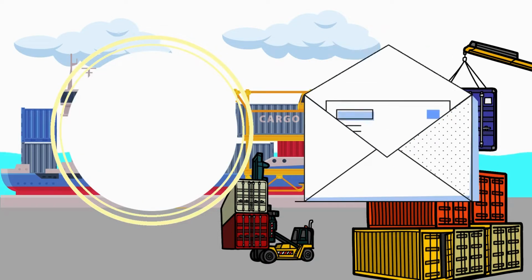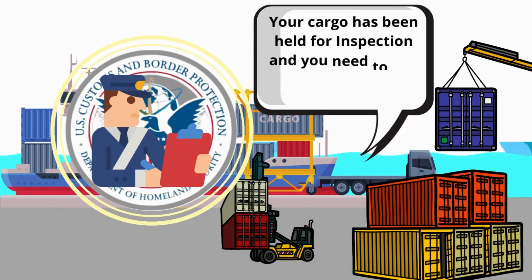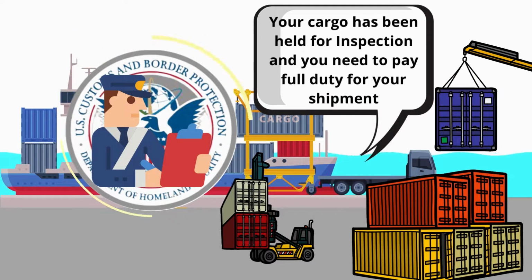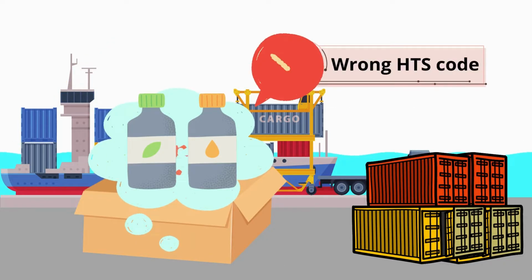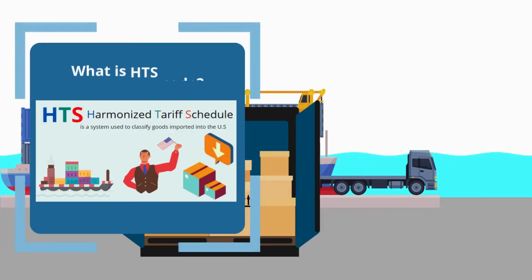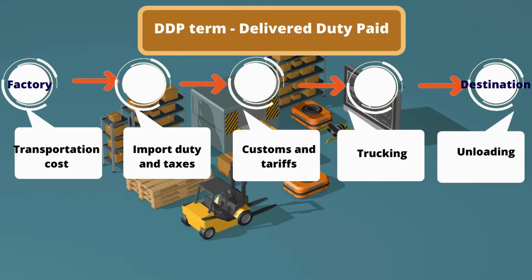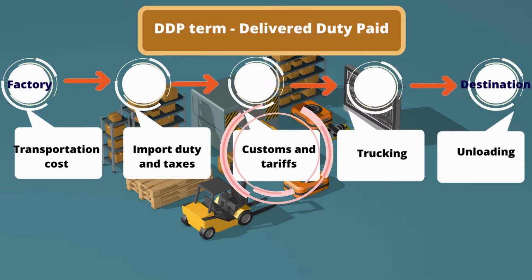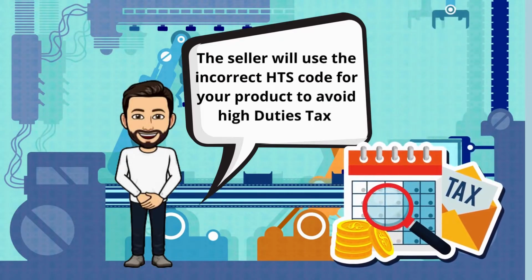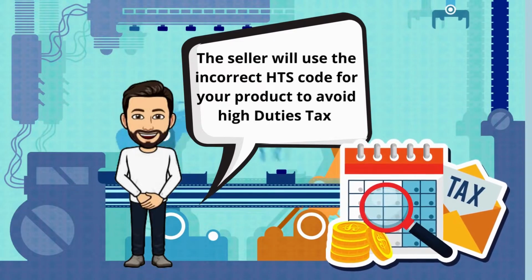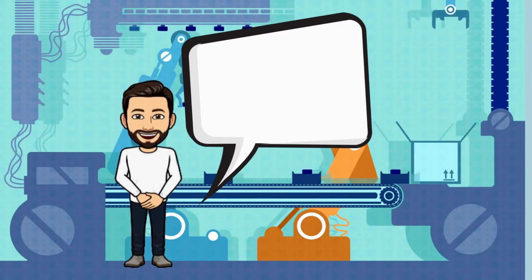Have you ever received a letter or a call from Customs Border Protection (CBP) notifying you that your cargo has been held for inspection, and you need to pay full duty for your shipment? The reason is varied, but it may be because you are using the wrong HTS code for your product. Some importers don't know what HTS code is or which HTS code applies for their cargo, especially when they are using DDP term, because the seller will pay all import duties and tax for them. In some cases, the seller will use the incorrect HTS code for your product to avoid high duties tax, and it can lead to inspection at U.S. ports or your cargo being held at CBP.